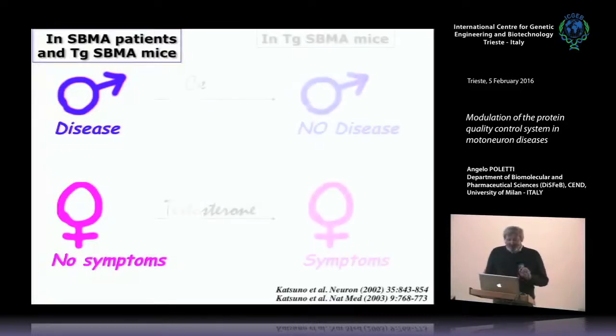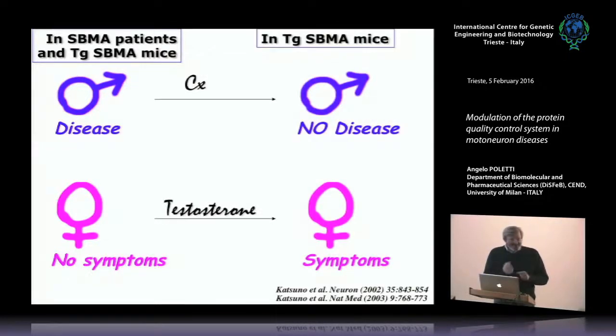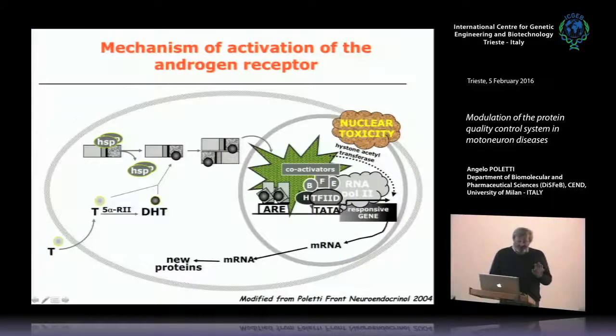If you castrate the mice before symptom onset, the mice do not develop the disease, but if you treat the females, which normally do not develop the disease, with testosterone, they have symptoms of the disease. So this is a testosterone-dependent disease. This is the second advantage of using the androgen receptor as a model, because you can have a protein that has no toxicity inside the cells, but if you treat with testosterone you trigger toxicity of the protein, and you can follow this process.